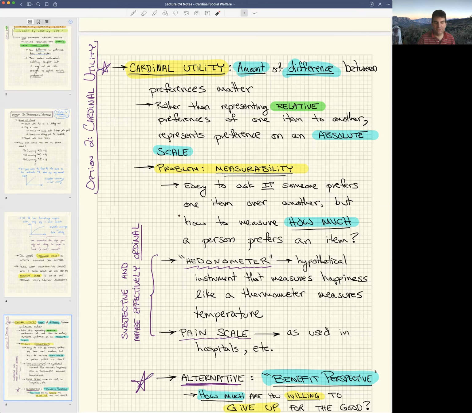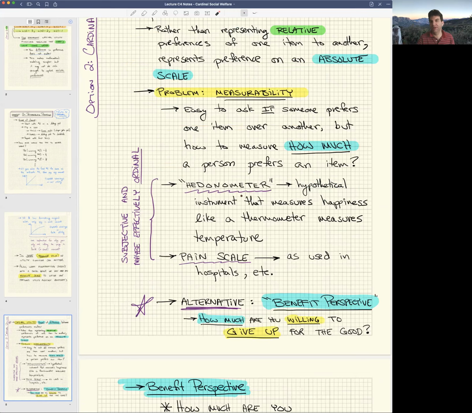And so philosophers kind of said, well, what if you had a hedonometer? So hedonic, like a measure of happiness or pleasure. Imagine if you had this hypothetical instrument that could measure your happiness like a thermometer measures temperature. And it turns out that now we're in the age of machine learning. People are building things that approximate hedonometers. They look at your facial features and other things, and they try to estimate how happy you are, just the same way you could put a thermometer on your forehead and get a temperature out of it.